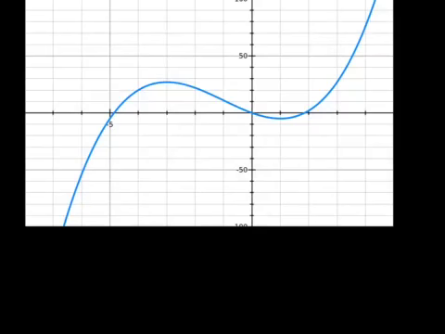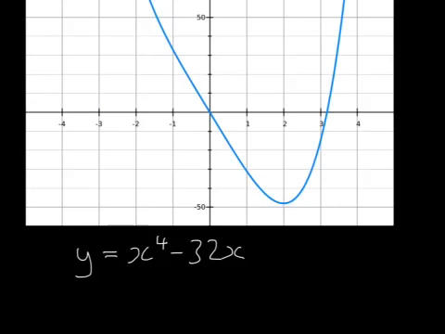Here we've got the graph of y equals x to the power 4 minus 32x. What are the coordinates of that point? It looks like x equals 2. Can we be sure about that? Let's prove this algebraically. The sketch is nice, but let's prove this algebraically.